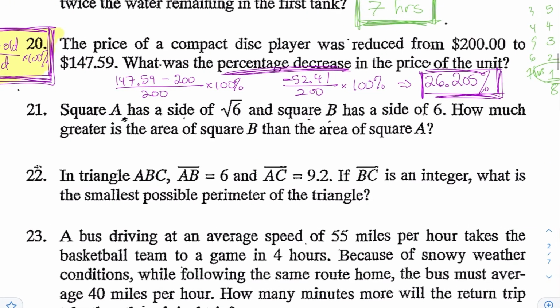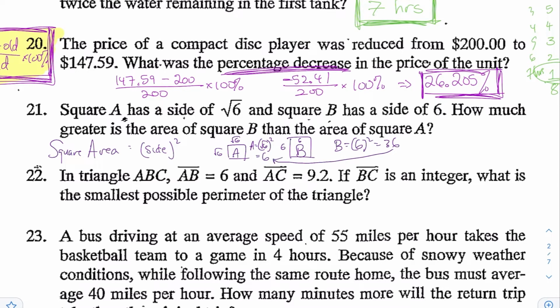Next for number 21, square A has the side of square root of 6, and square B has the side of 6. How much greater is the area of square B than the area of square A? So the area for a square is going to be side squared. So you have two squares. The bigger area, square B, is going to be 6 squared, or 36. For square A, it's just root 6. So the area for square A is root 6 squared, which is just equal to 6. So we see that 36 is 6 times the area. So the answer is 6.